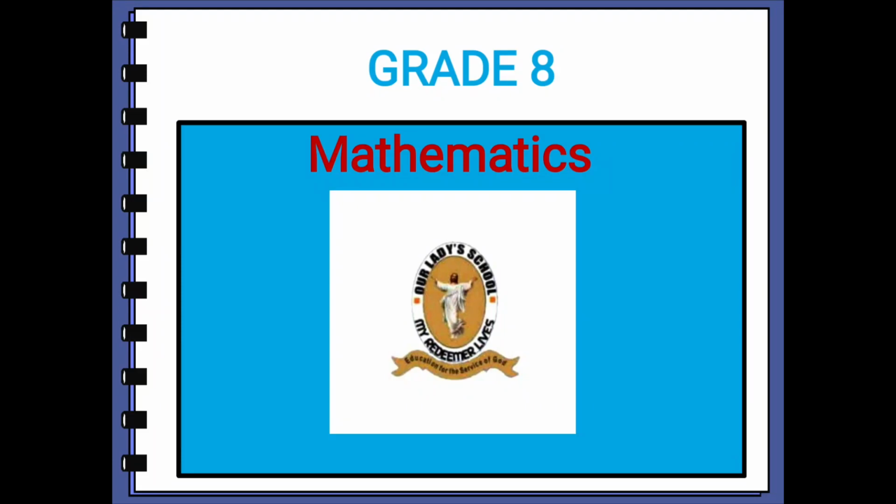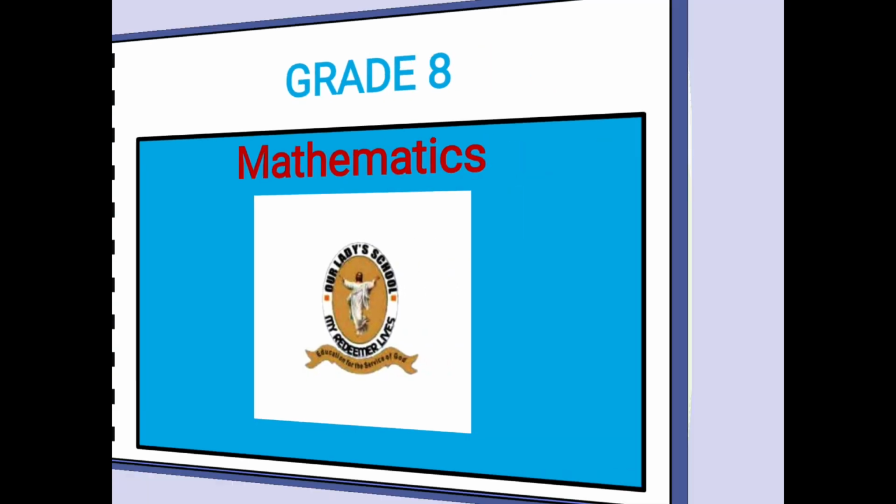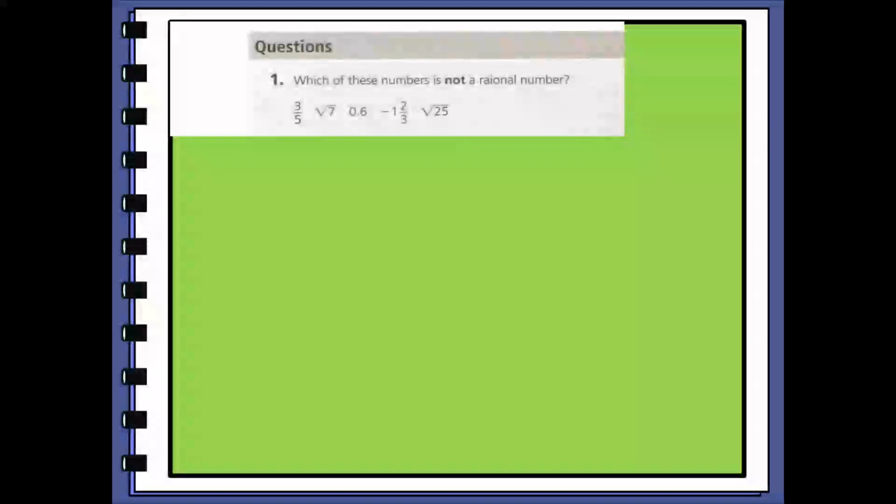Alright, so this video is going to explain some methods of how you can solve indices. Okay, so for the first one, which of these numbers is not a rational number?